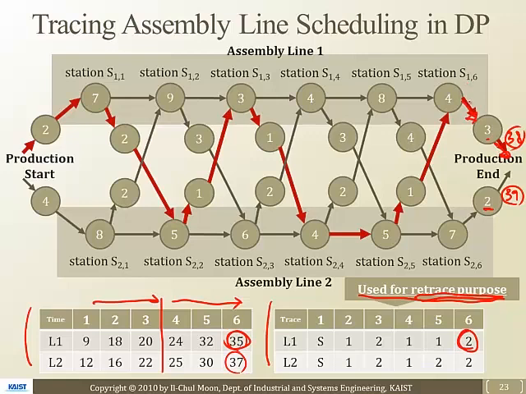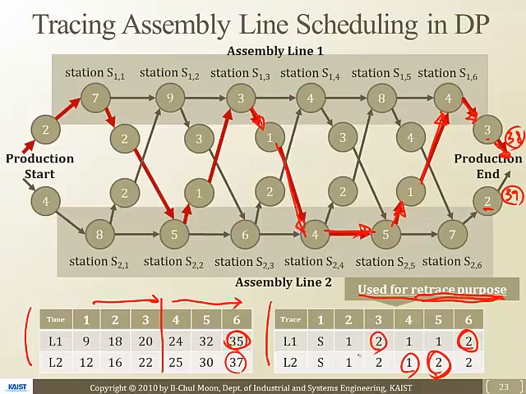And where the station 1, 6 came from, the best way to get to this station 1, 6 is coming from the second production line, right? From the second production line, like this. And to come to this second production line, station 5 is coming from the station 2, 4, right? The same production line. So it came from here. And to get to the station 2, 4, the best way is coming from the first production line, station 1, 3. Station 1, 3, right?